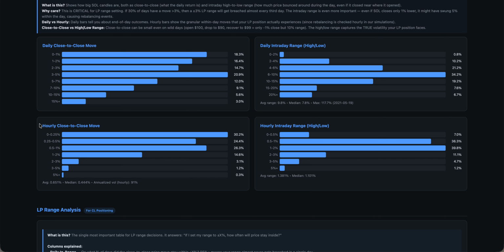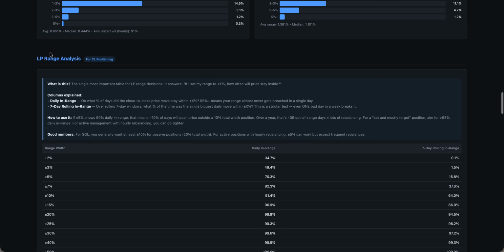Also, hourly close to close, as you can see, in most cases it's a very small number, between 0 and 0.25 up to 1% on hourly candlesticks. So having a wider range already tells you that you will be in range for long enough. So that's why we have this LP range analysis, a very basic one.